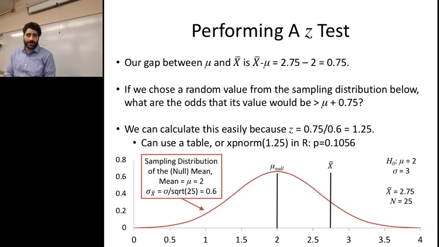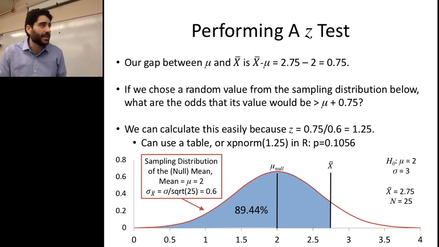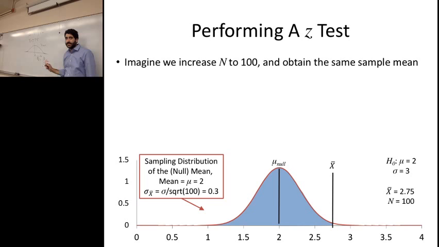And so what this tells us is that this is not that surprising, right? So being bigger than the null is not a good explanation for our data. The central limit theorem tells us that being 0.75 away from our hypothesized null mean here is not that interesting. Now suppose that instead of 25 samples, we had 100.